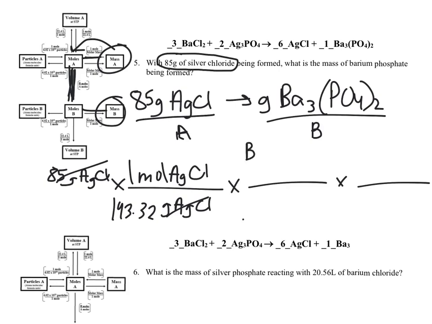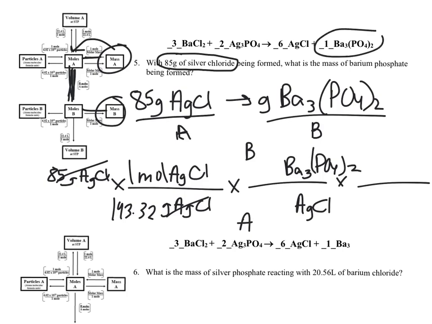Remember, B moles on top, A moles on the bottom. My A substance is silver chloride. My B substance is barium phosphate. All right, I look up on my periodic table. There's 1 barium phosphate for every 6 moles of silver chloride. So there's going to be 6 moles for every 1 mole. And again, I use my balanced equation to figure that out. Moles of AgCl cancel out. Excellent. I'm left in barium phosphate moles, and I need to get to mass.